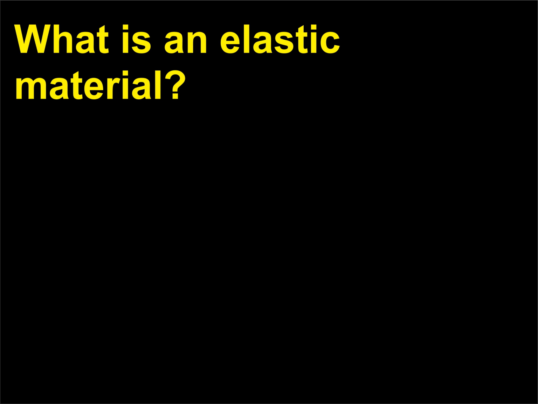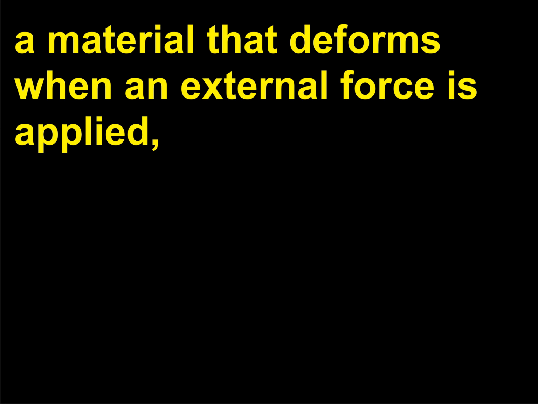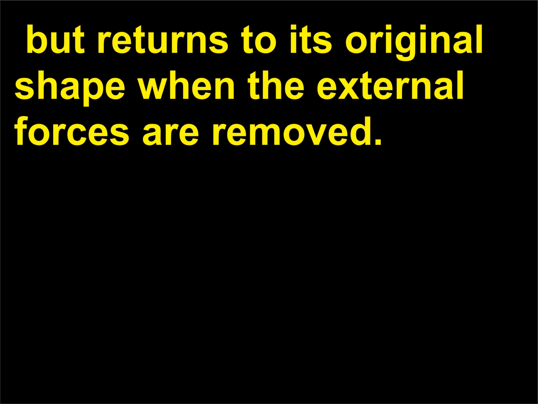What is an elastic material? A material that deforms when an external force is applied, but returns to its original shape when the external forces are removed.